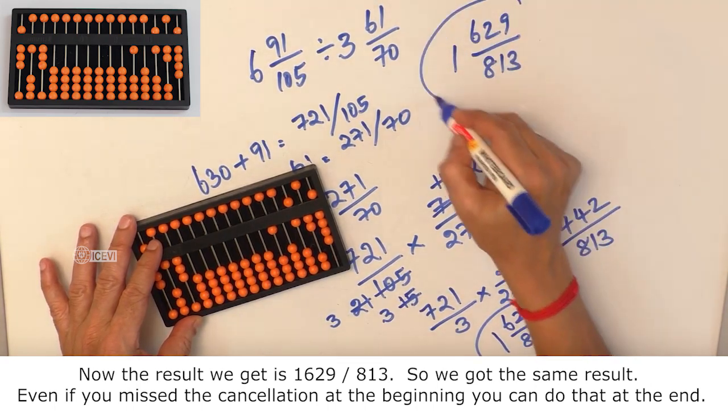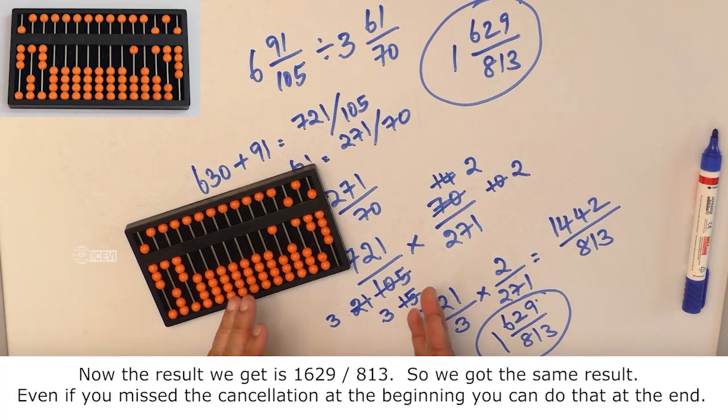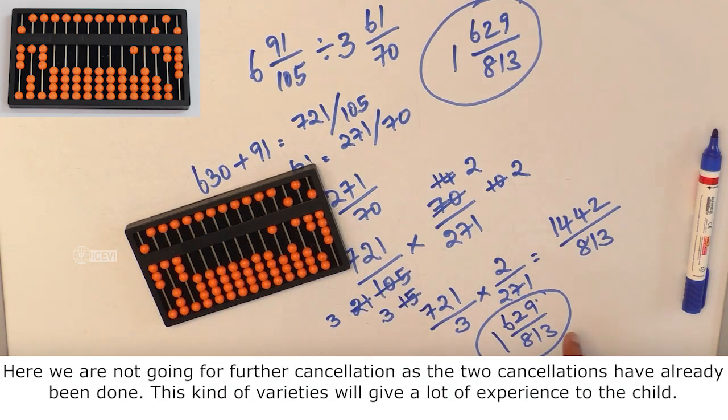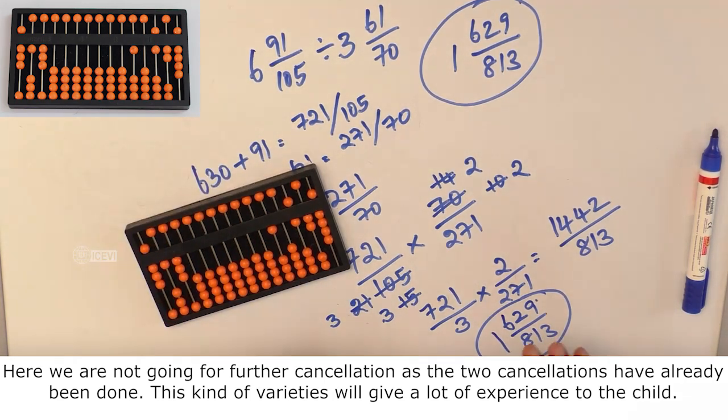So we got the same result. Even if you miss the cancellation at the beginning, you can do that at the end. Here we are not going for further cancellation as the 2 cancellations have already been done. So these kinds of varieties will give a lot of experience to the child.